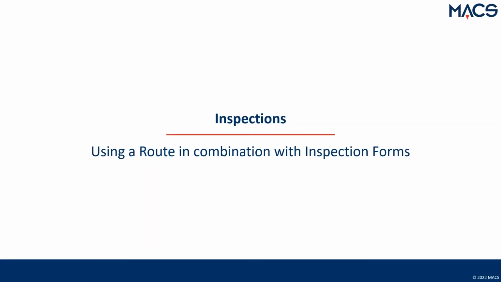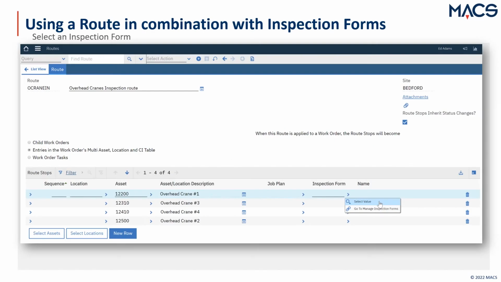One other functionality that the inspections functionality has within Maximo is that it can be used in a route. So you can really use routes in combination with inspection forms, and that's really what I want to show in a couple of next slides. Here I think all of you are familiar with it. Here we can see the routes application, and I have again used my overhead cranes example and also my overhead cranes inspection route to show this functionality.